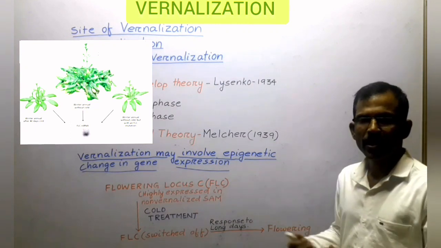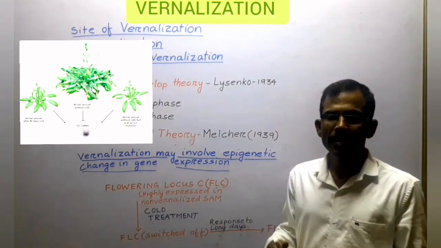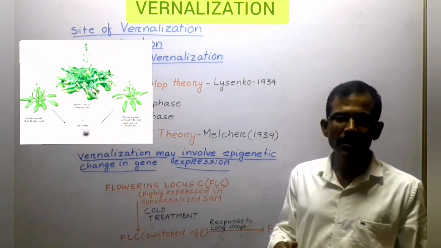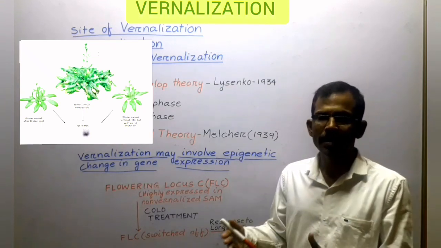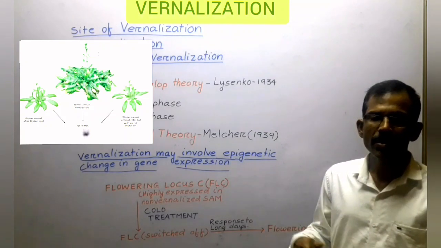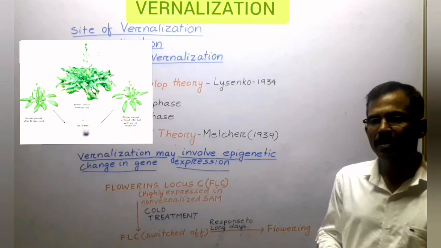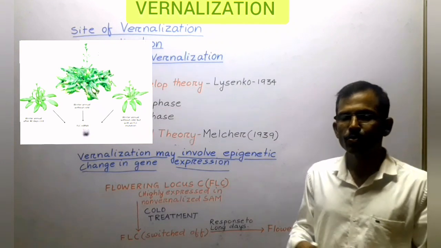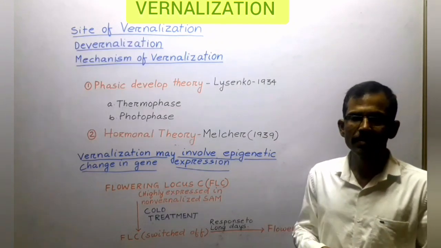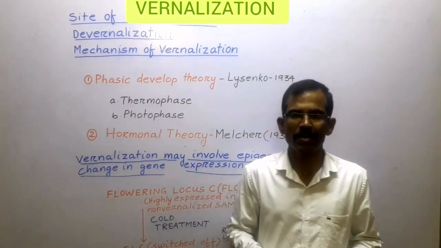And this genetic change, which remains stable even after the signal that induced it is removed, is known as epigenetic regulation. It is because of this stable change in gene expression the plant remains vernalized throughout its life cycle. So friends, this is all about vernalization.